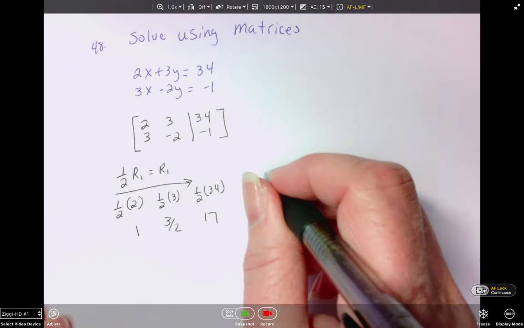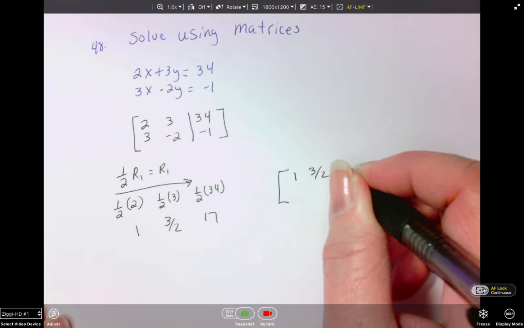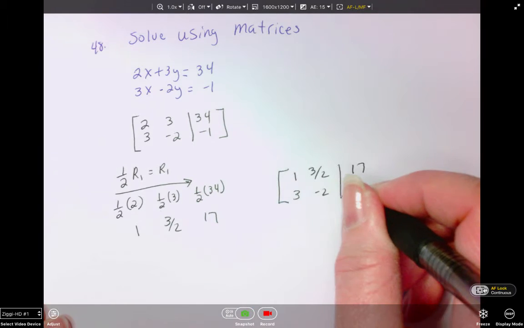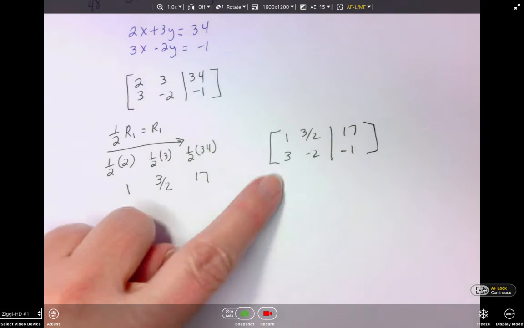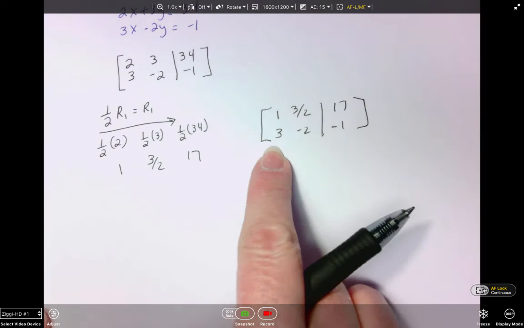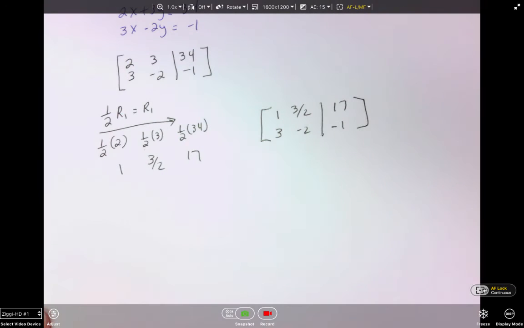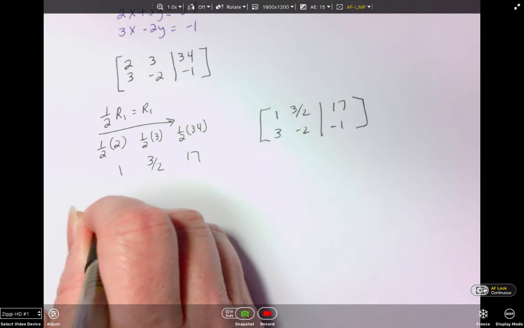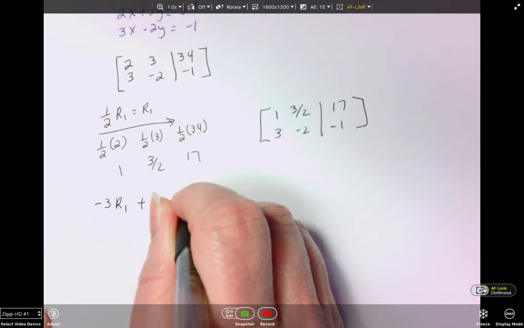So let's rewrite our matrix. So this will get me the new matrix of 1, 3/2, 17, 3, -2, and -1, because row 2 did not change. Our next goal is to get this 3 to be a 0. So what do we need to get 3 to be a 0? Well, we need to subtract 3. So we can use row 1 to get this to a 0. So we're going to take row 1 and multiply it by -3. So -3 times row 1 plus row 2 will equal our new row 2.